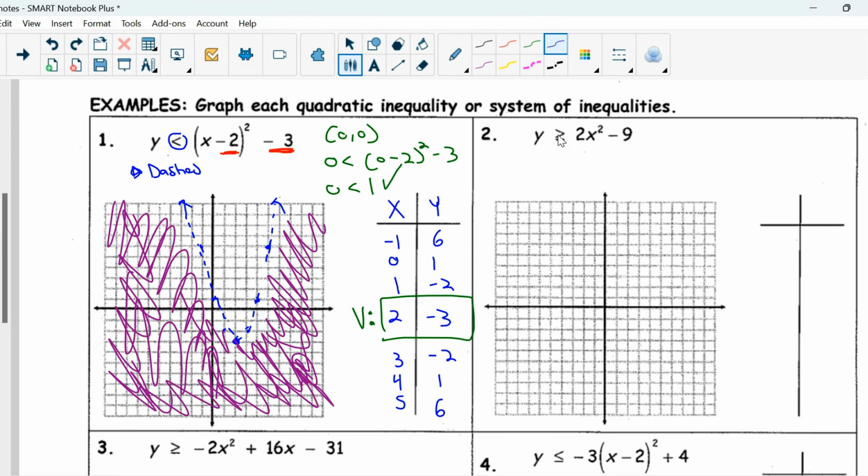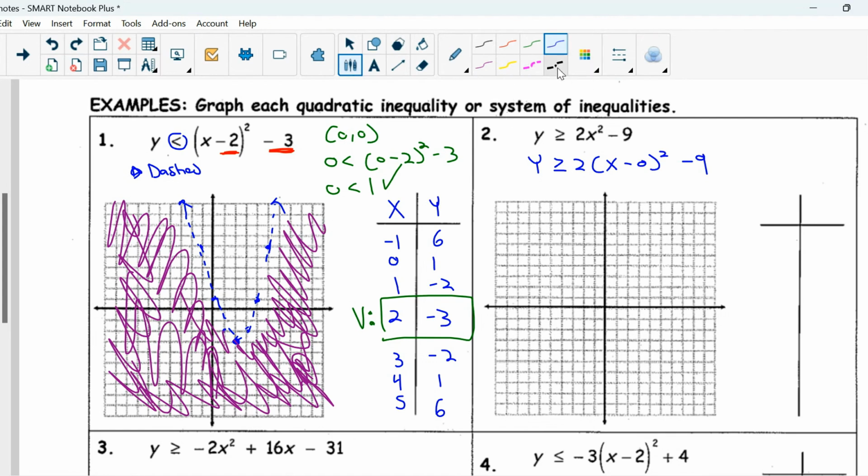So an easy form to convert this to would be your vertex form, because I've got y is greater than or equal to. If I want this in vertex form, I just need to figure out what the number on the inside of my parentheses would be. In this case, I've got 2 times x squared. So if I've just got x squared, that's the same as saying x minus 0 squared minus 9. So now at this point, I have converted this to vertex form.